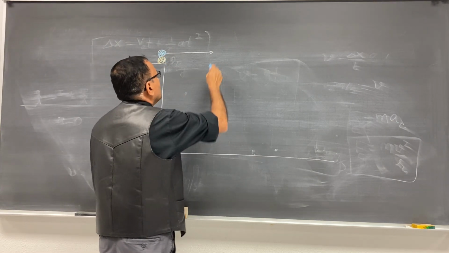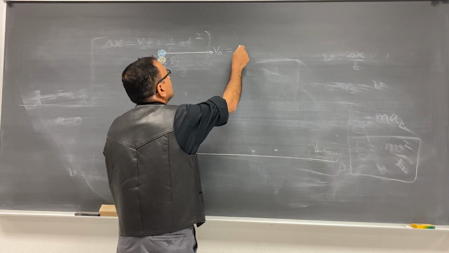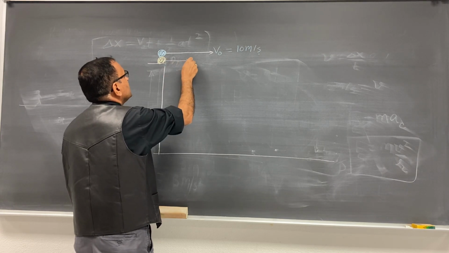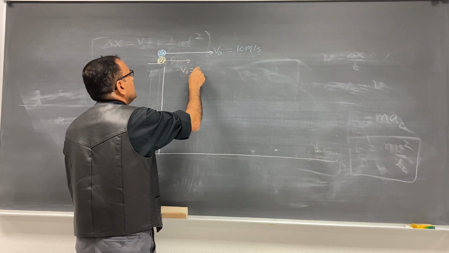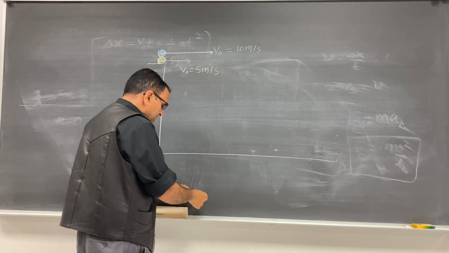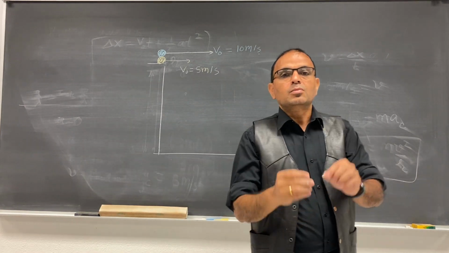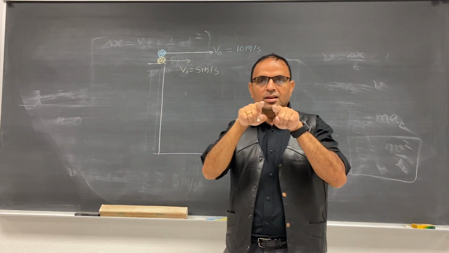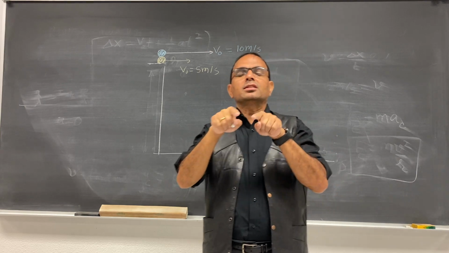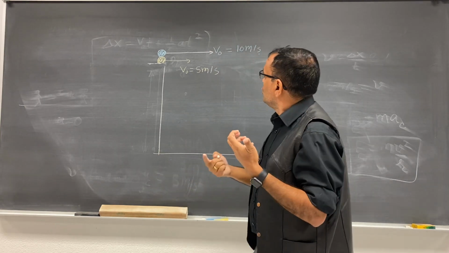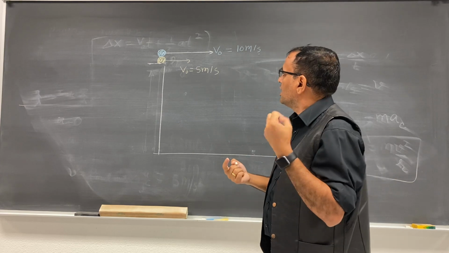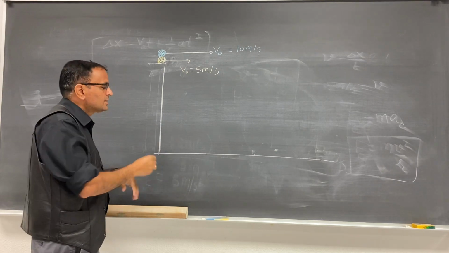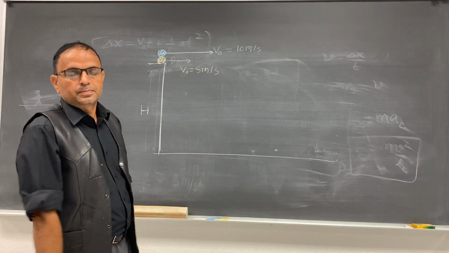The blue one has an initial velocity of, let's say, 10 meters per second. The yellow one has an initial velocity v0 of 5 meters per second. Both are horizontal velocities from this point, at the same height. But the initial horizontal velocity is different. The height h is the same for both.